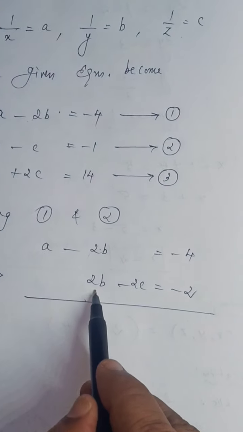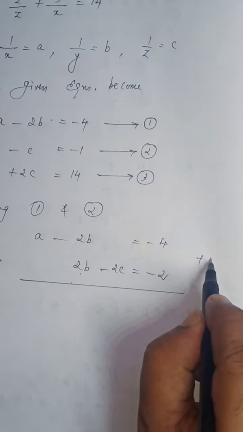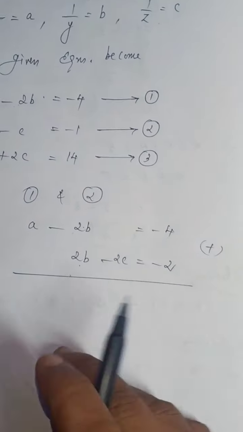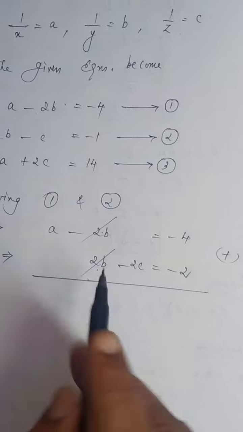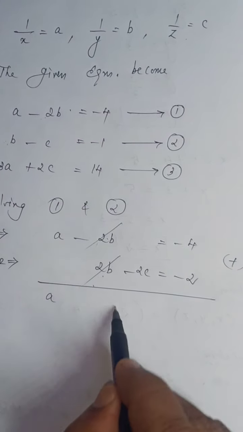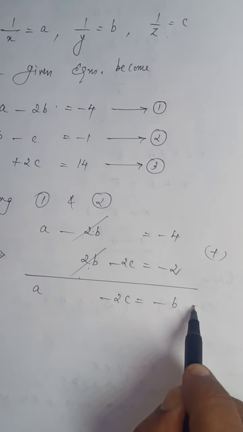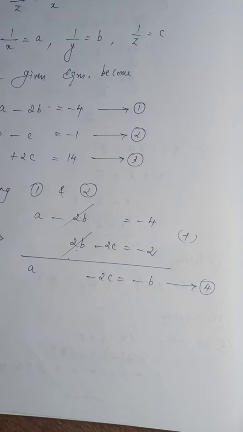Here minus 2b plus 2b direct cancel, that is addition. We are not going to change the signs. If you change the sign only, you have to introduce minus over here. So direct cancel, minus 2b plus 2b direct cancel. A minus 2c, minus 4 minus 2 equals minus 6. This is a new equation number 4.